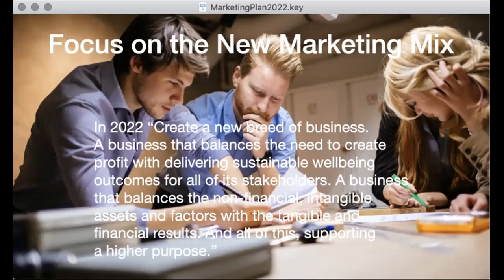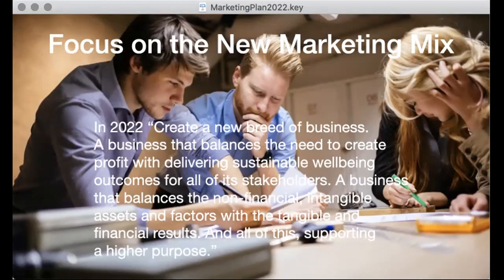And a business that balances non-financial, intangible assets and factors with the tangible and financial results. In other words, it's a balance of adding value as well as being financially sustainable into the future. So we've still got to be able to make money. If you're in a commercial business or you're in a startup or you're in a sector that you're driving forward commercially as an organization, you've still got to make profit. 100% you've got to make profit.